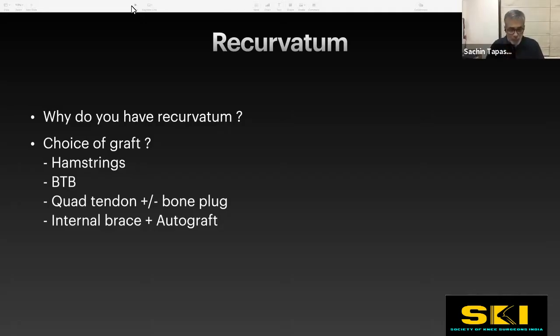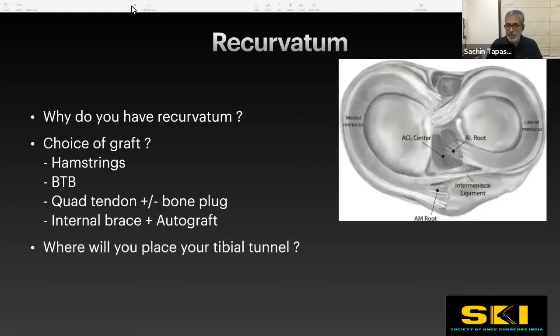So where will you make your tibial tunnel? We'll start with Bhushan and then come down back again. Where will you put your tibial tunnel? Will you put it at the center of the ACL? Will you shift that insertion point posteriorly? Will you change it?